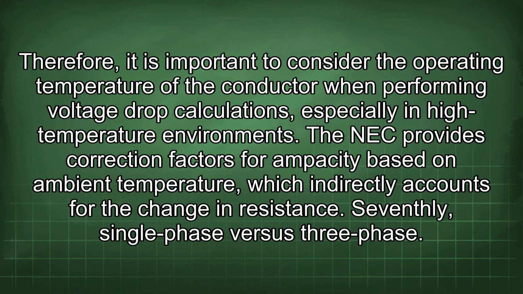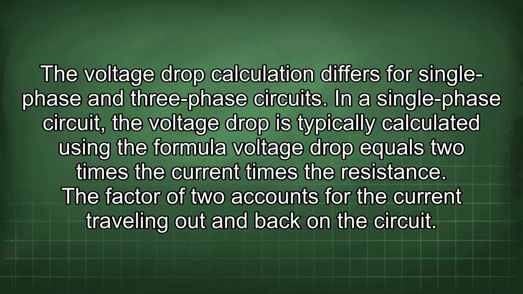Seventhly, single-phase versus three-phase. The voltage drop calculation differs for single-phase and three-phase circuits. In a single-phase circuit, the voltage drop is typically calculated using the formula voltage drop equals 2 times the current times the resistance. The factor of 2 accounts for the current traveling out and back on the circuit.